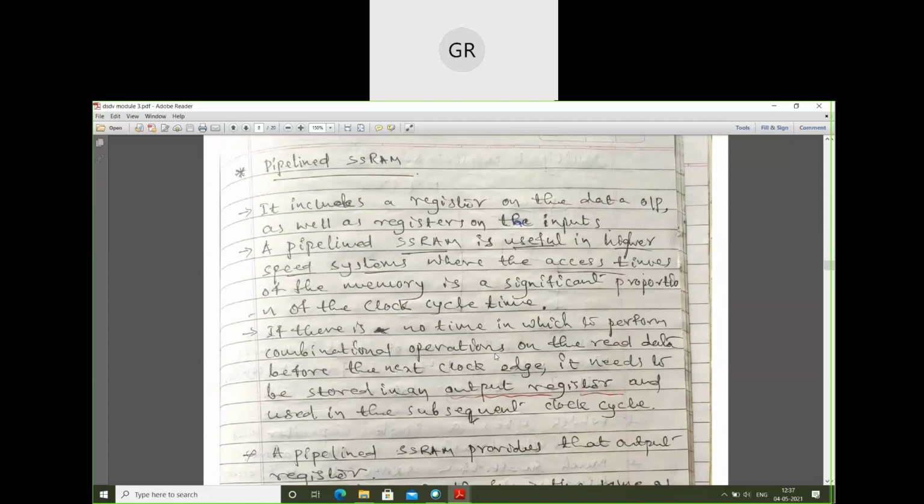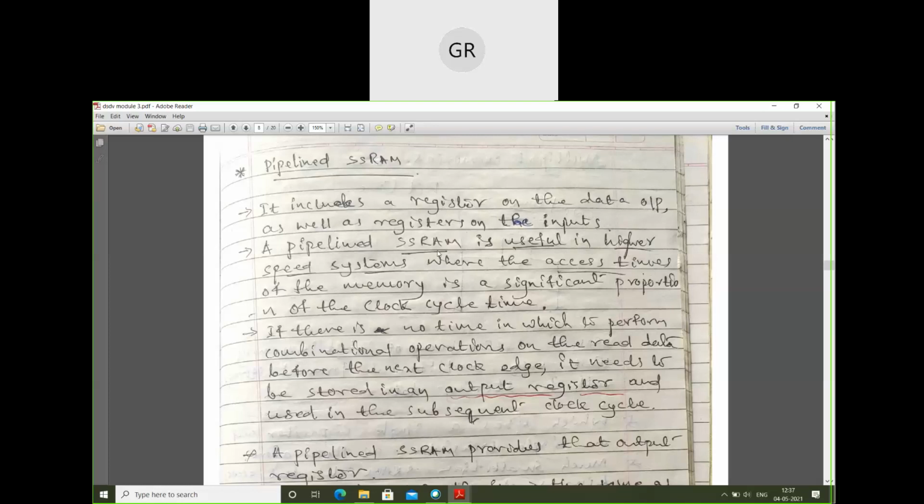Next one is pipelined SSRAM. Here we already know that in flow through SSRAM, at the input side we have the registers, and at the output side there are no registers. But the pipelined SSRAM includes a register on the data output as well as registers on the inputs. At both sides, the input side and the output side, we have registers.